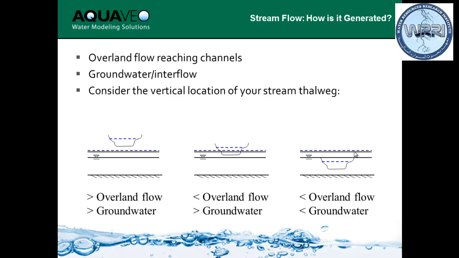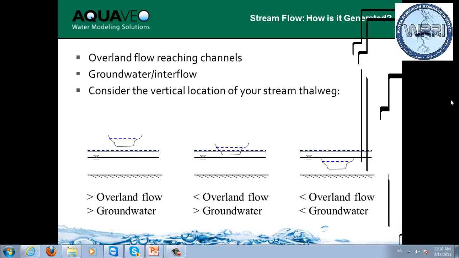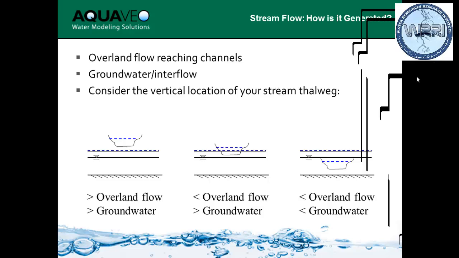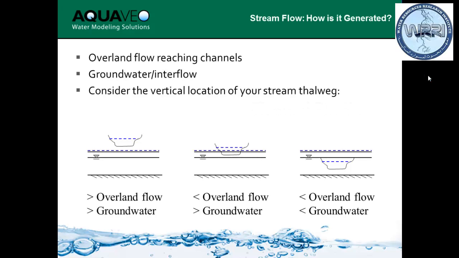I want to talk about how water gets from the overland flow plane into your channels. And there are three conditions you can have. One condition, and this is only if you're running groundwater, is that your channel thalweg can be higher than both your overland flow elevations, and it can also be higher than your groundwater table.